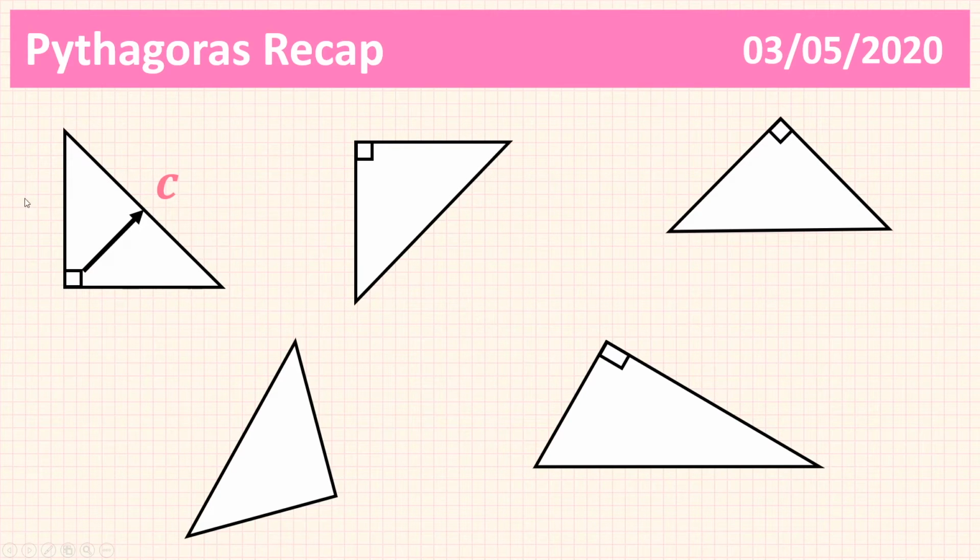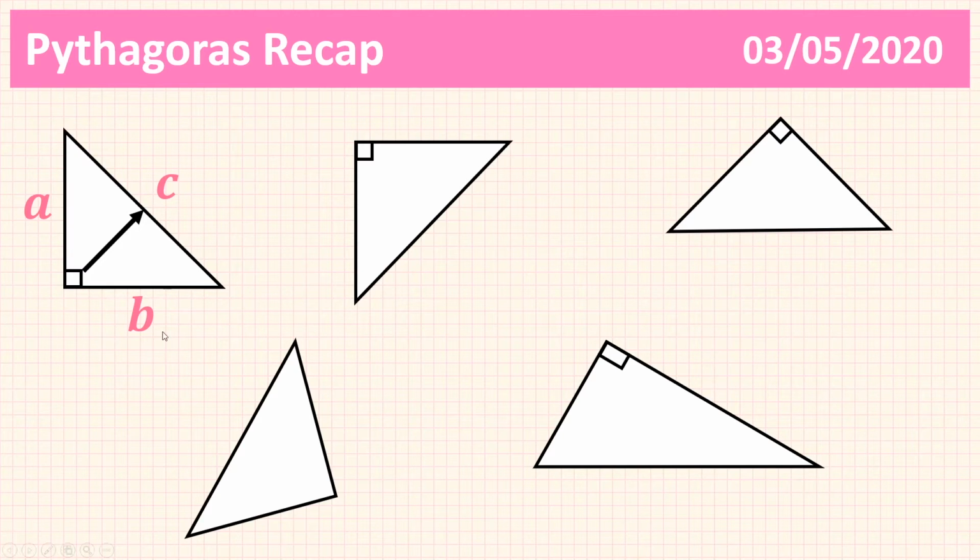Now the other two sides do not matter what we label them. We could label them A, we could label them B. I've just gone with this way, that one's A and that one's B. It doesn't matter, it could have been done the other way around, and that's because addition is commutative. We're going to end up adding these squares. So it does not matter which way around we add them, because if you think about it, 3 add 4 is 7 and 4 add 3 is 7. So it doesn't matter which way around we do it.